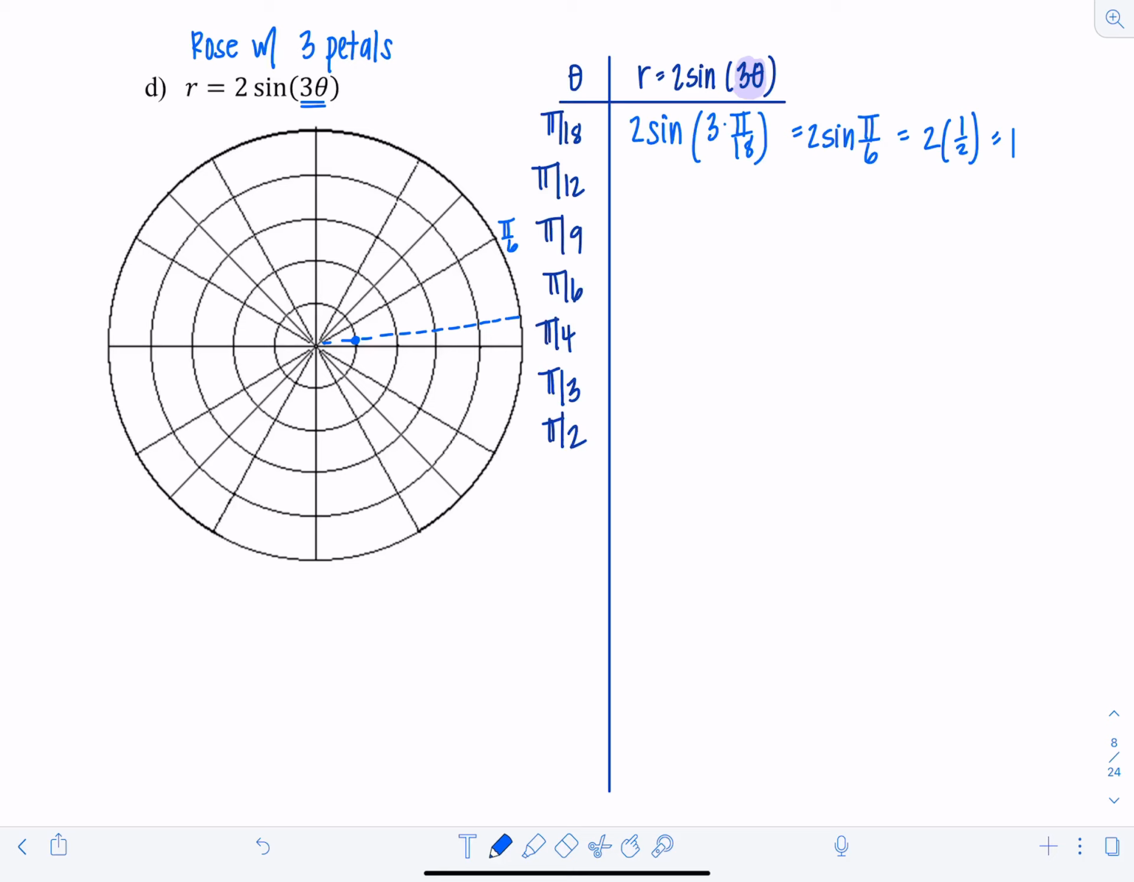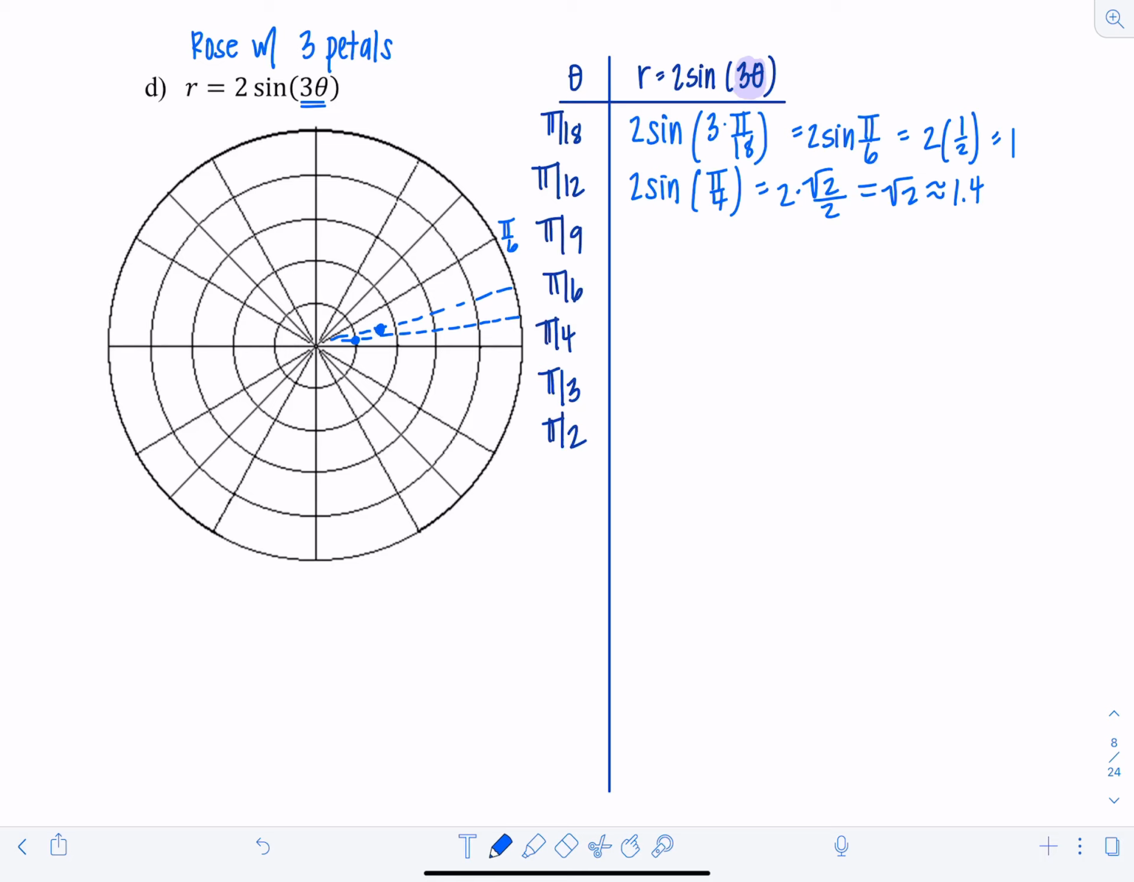Okay. Pi over 12, you're going to do the same thing. So that's going to be 2 times sine of 3 times pi over 12, which is going to be pi over 4. So that's going to be 2 times rad 2 over 2, which is rad 2, which we now know is about 1.4. So pi over 12, maybe that's like halfway here, right? Halfway up to pi over 6, and it's going to be 1.4, somewhere around there.